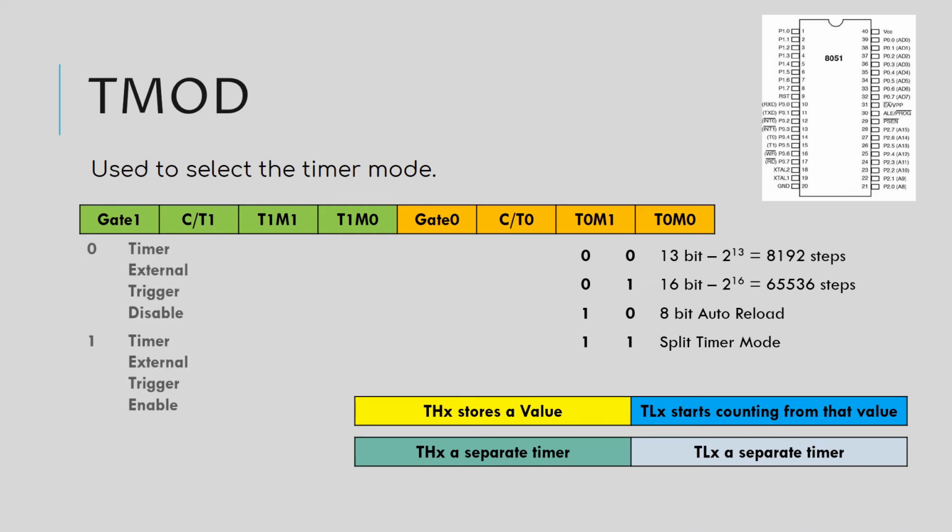Then let's talk about this bit, gate 1. Gate 1 enables the external access for timer. So when it is 0, external access is disabled. When it is 1, external access will be enabled. And when external access will be enabled, look at the pin diagram. Along with the timer start operation, you have to give a pulse to pin number 12 for timer 0 and 13 for timer 1. Otherwise, the timer will not start. So for some application, you may need this kind of feature.